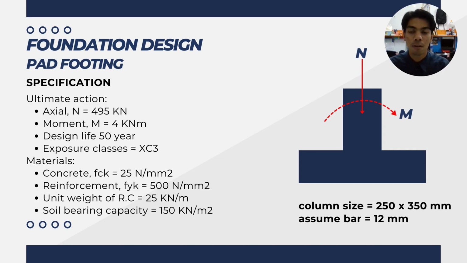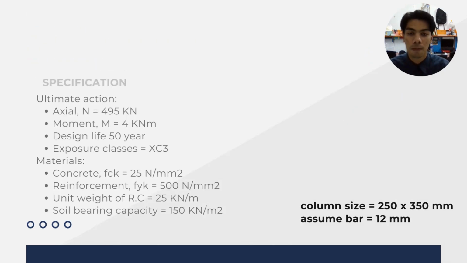Okay, I will show our foundation design, which is pad footing. For the specification, axial load is 495 kN, moment 4 kN meter, design life 50 years, and exposure class C3. For the material, we use concrete FCK 25 N/mm², FYK 500 N/mm². Unit weight of RC is 25 kN per cubic meter. And lastly, soil bearing capacity is 150 kN per square meter.